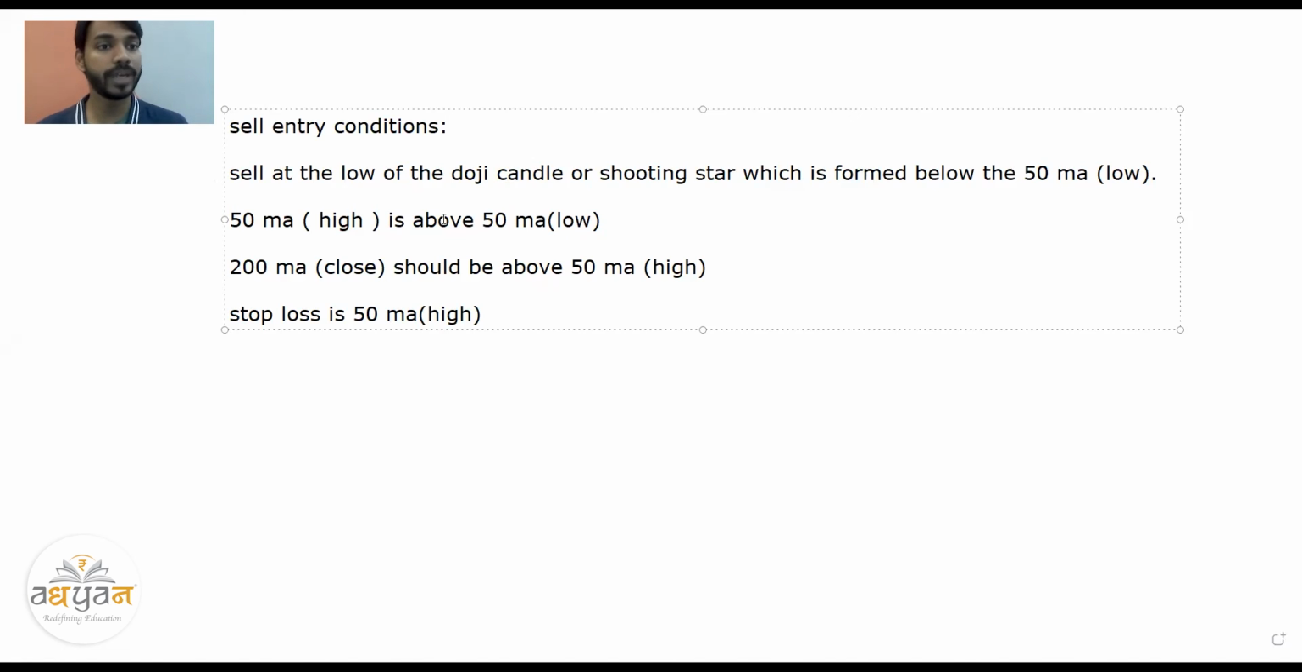And at the 50 moving average low, at the last line, there should be a doji formation or a shooting star formation at that line. Once it is formed, the low of the shooting star or the doji candle will be your sell signal. Now let's understand the same strategy with the help of charts.